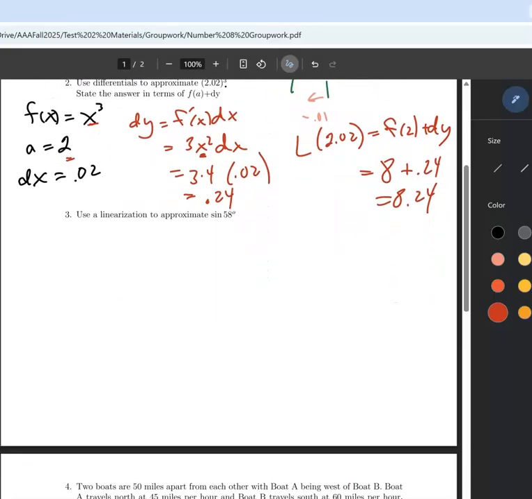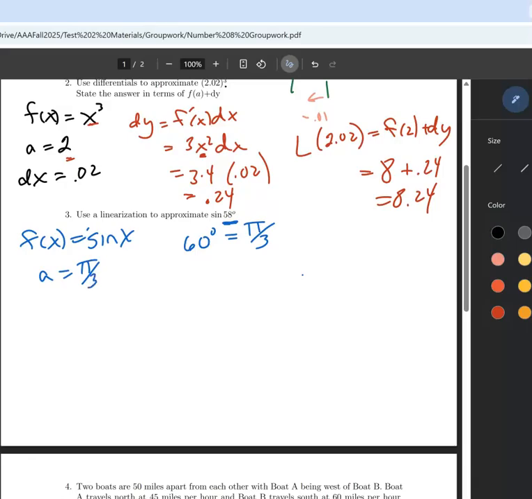Let's do another one. Again, we have to think of what the function is going to be. So it's going to be sine of x. And then the a, the nice number, well, I'm looking at this and I'm thinking 60 degrees is close to 58 degrees, right? But we can't do degrees in calculus. We have to change that to radians. So that's pi over 3.